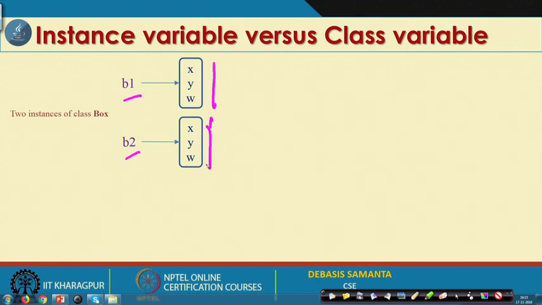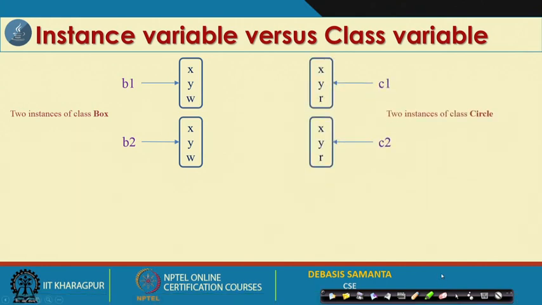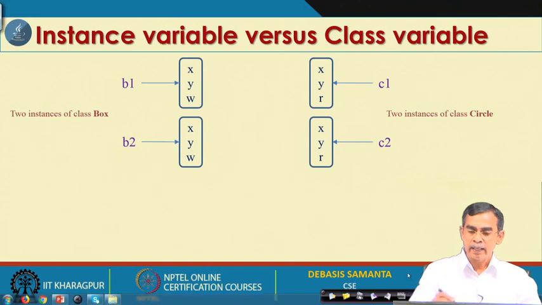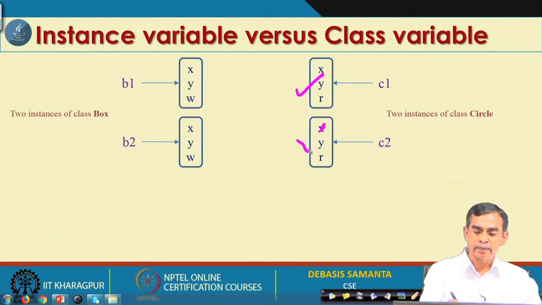So, there are two instances of the object that we have created. Now, let us consider another instance of another object, say class C1. C1 is another object of class circle, C2 is another object of class circle again, and here we created two instances of class circle, where x, y, r are the three instance variables. So, this is one instance and this is another instance.